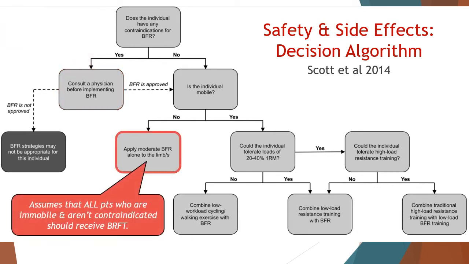Additionally, applying moderate BFR alone to the limbs. This assumes that all patients who are not mobile or who are immobile and aren't contraindicated for BFR should receive BFR. And I would make the argument that this is indeed not the case, and that there's further screening that needs to be done. And again, I'll propose this workflow and the screening process in full.